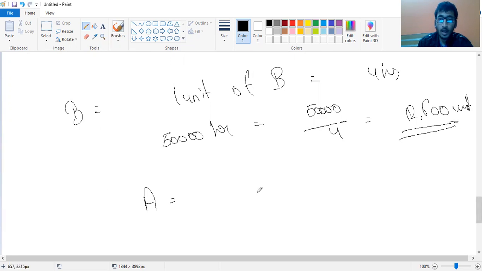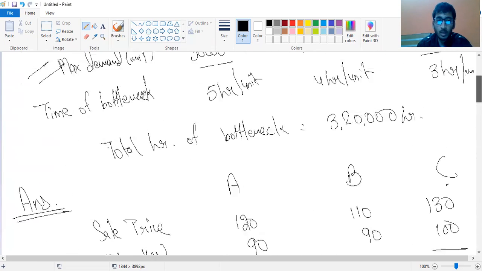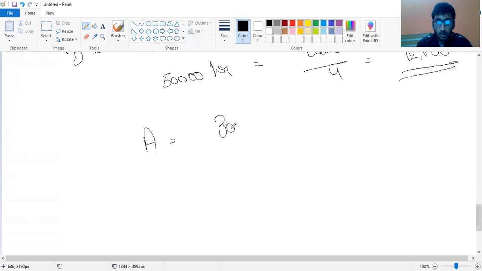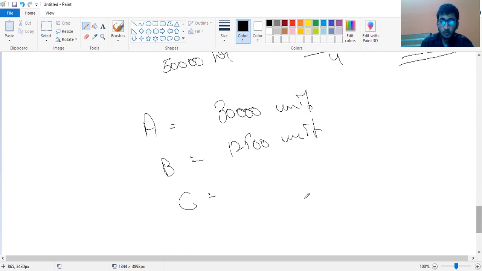For A, I can manufacture the maximum, which is 30,000 units. For B, I can manufacture 12,500 units, and for C, I can manufacture 40,000 units.